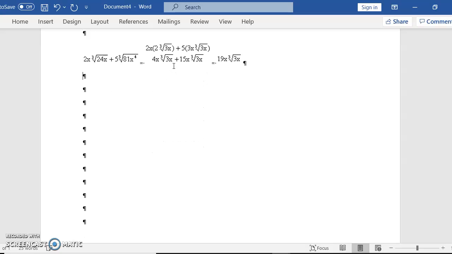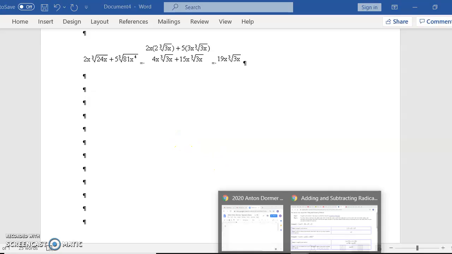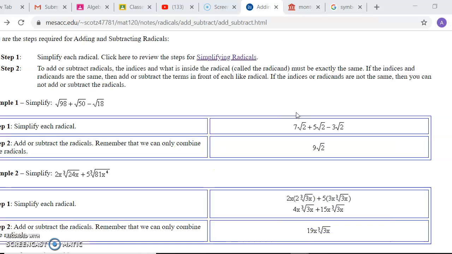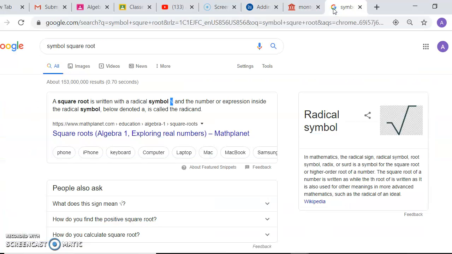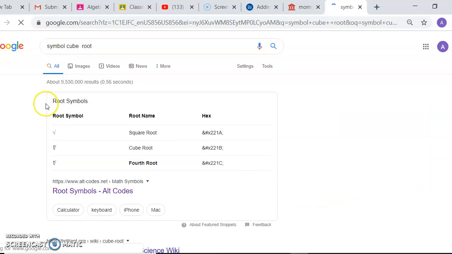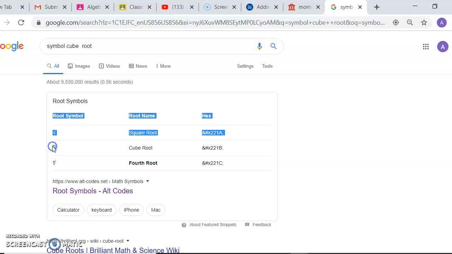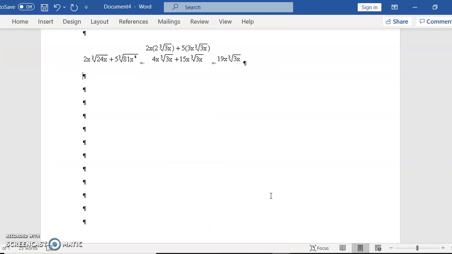All right, so let's take a look at this here. Here you have the cube root. Let me go ahead and get the cube root symbol. Okay, the symbol is square root, and I need cube root. It's right here, so I'm going to copy that and go back to our problem here.